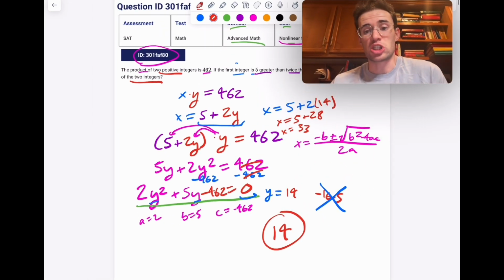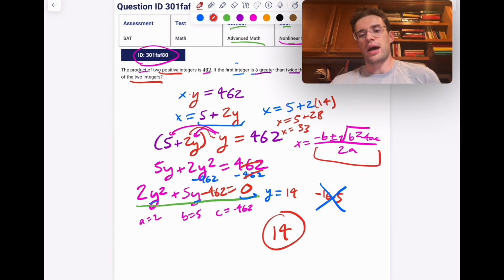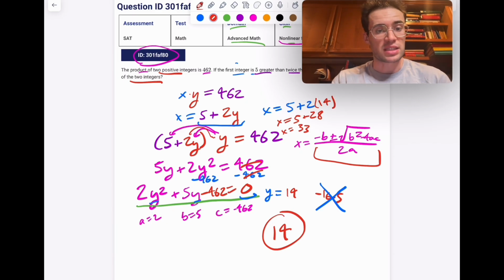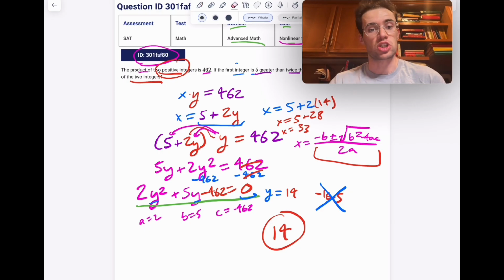So let's say you do that. You didn't really need to do any factoring or algebra with that. The main algebra you're doing is the distributive property here, and then making sure you know how to interpret it. Now, if you do this quadratic formula, it would give you those same two options, 14 and negative 16.5. Again, reject the negative one just based on this fact. They said there are two positive integers.